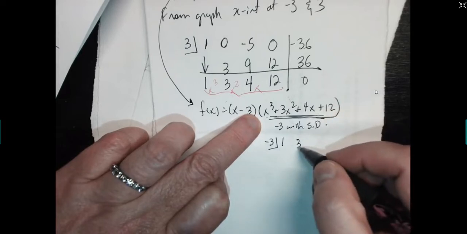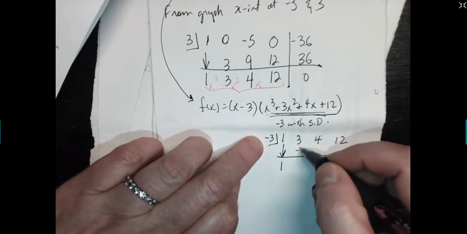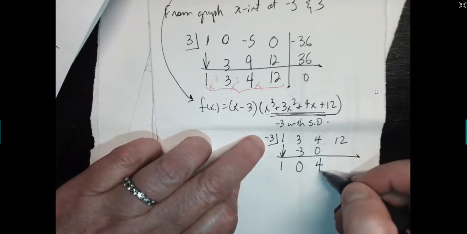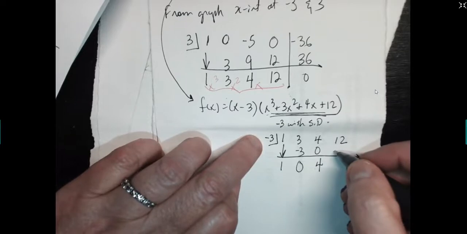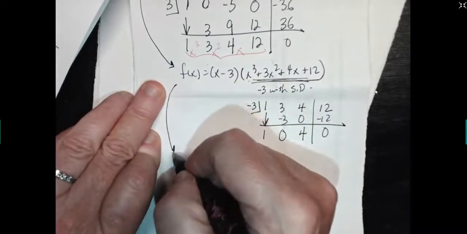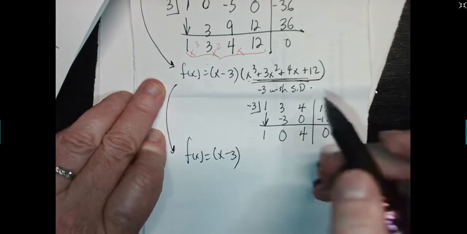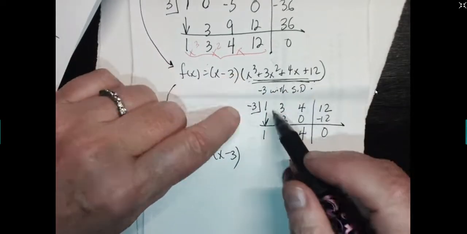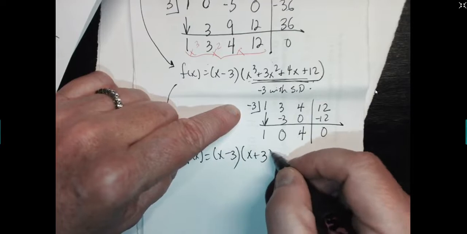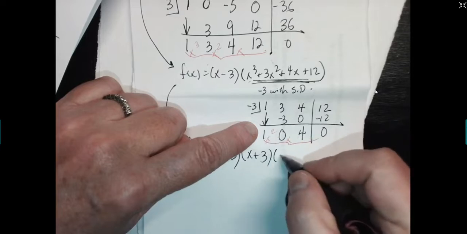So I've got 1, 3, 4, and 12. And I add and get that. 0 times that is 0, and I add. And then 4 times -3 is -12, and I add and get 0. So now I can rewrite f of x as, I'm just copying that, but now I can rewrite this as x minus the number in the box, so x minus -3 times the quotient. And the quotient is going to be x squared plus 4.